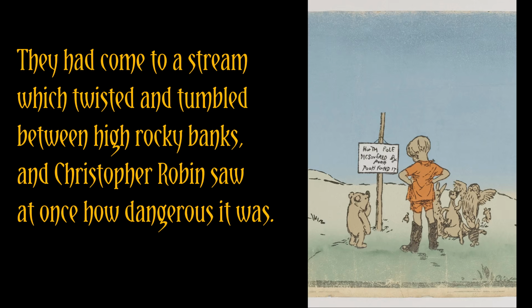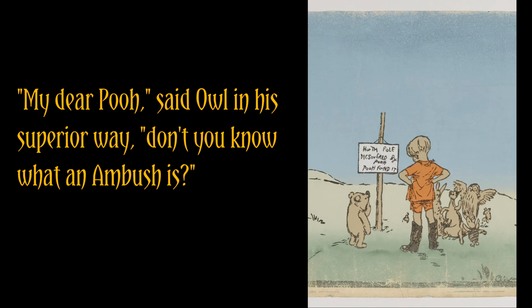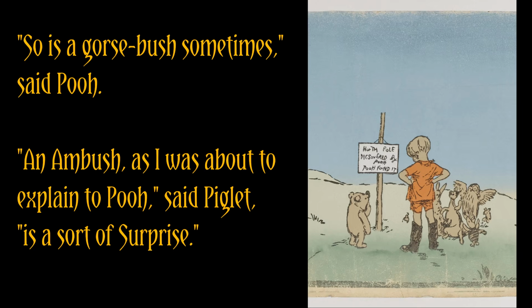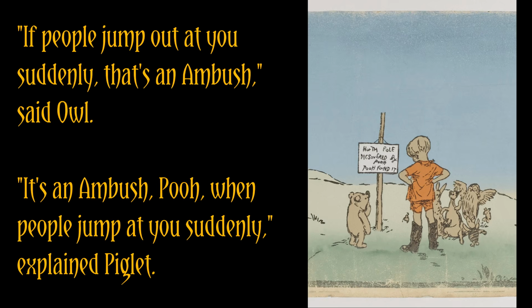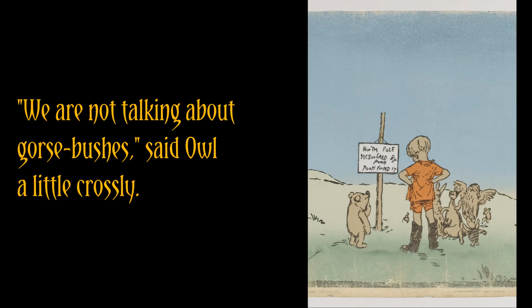They had come to a stream which twisted and tumbled between high rocky banks, and Christopher Robin saw at once how dangerous it was. "It's just the place," he explained, "for an ambush." "What sort of bush?" whispered Pooh to Piglet. "A gorse bush?" "My dear Pooh," said Owl in his superior way, "don't you know what an ambush is?" "Owl," said Piglet, looking round at him severely, "Pooh's whisper was a perfectly private whisper, and there was no need—" "An ambush," said Owl, "is a sort of surprise." "So is a gorse bush sometimes," said Pooh. "An ambush, as I was about to explain to Pooh," said Piglet, "is a sort of surprise." "If people jump out at you suddenly, that's an ambush," said Owl. "It's an ambush, Pooh, when people jump out at you suddenly," explained Piglet. Pooh, who now knew what an ambush was, said that a gorse bush had sprung at him suddenly one day when he fell off a tree, and he had taken 6 days to get all the prickles out of himself. "We're not talking about gorse bushes," said Owl a little crossly.